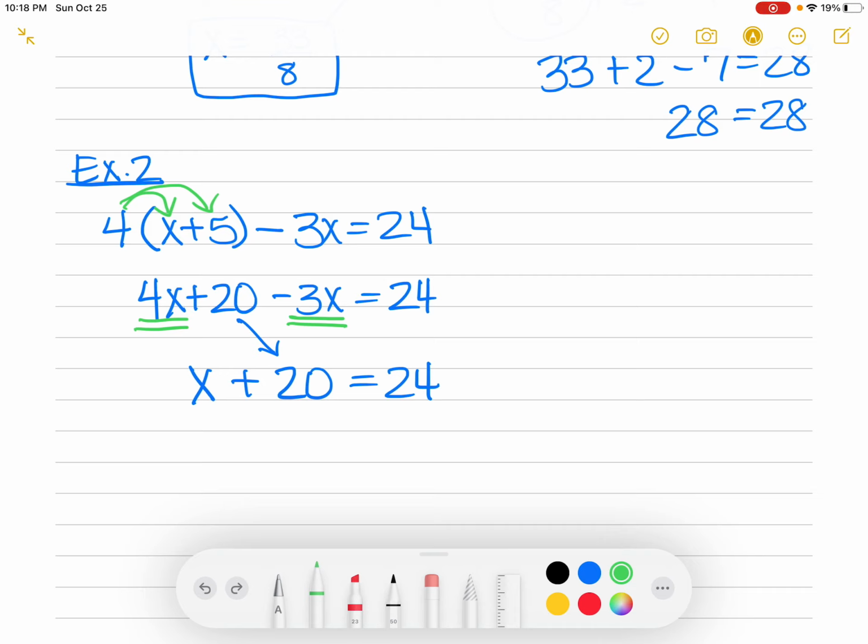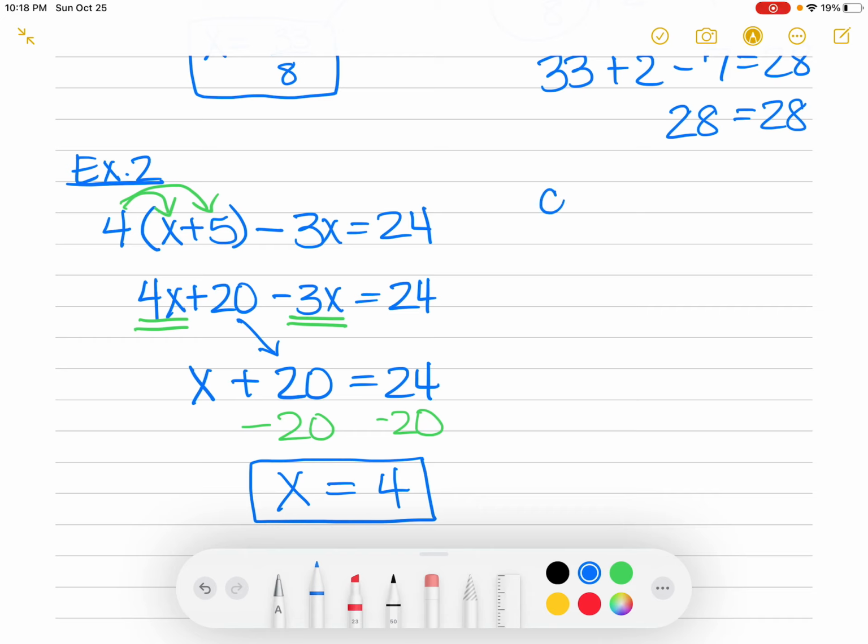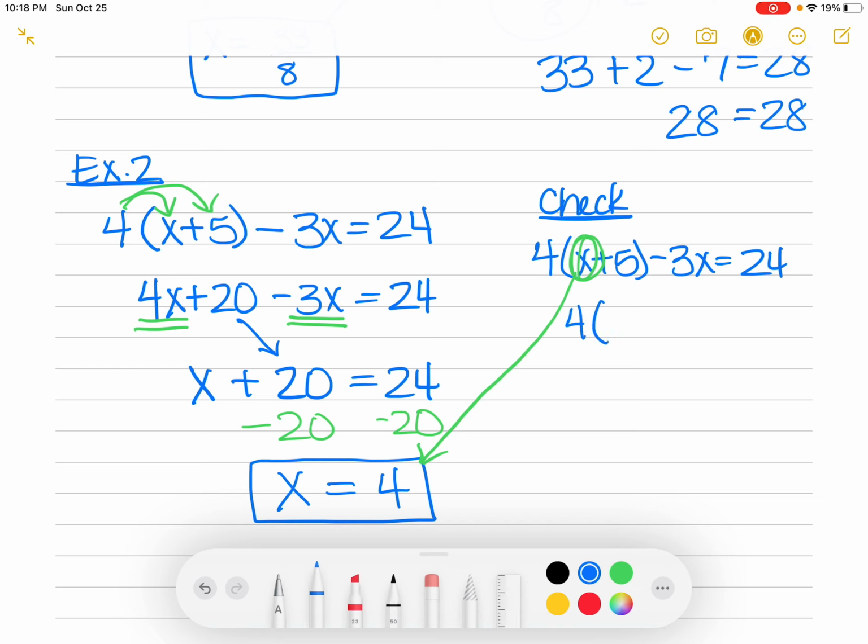So now I can actually solve this problem. I'm going to minus 20. And that will give me x equals 4. I'm going to box my answer, and then I'm going to go over here to check it. To check it, remember I'm going to use my original equation, which I'm only writing to help you with your notes. And now in place of this x, I'm going to put a 4. So I have 4 times 4 plus 5 minus 3 times, oh, I forgot there was an x over here too.